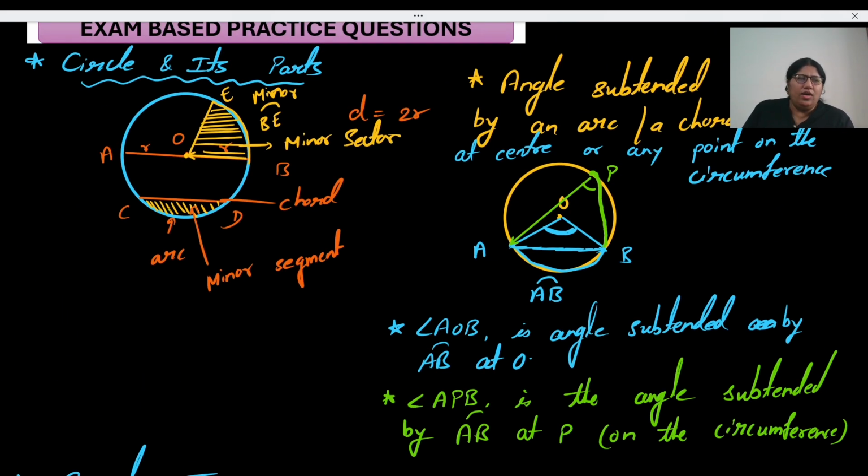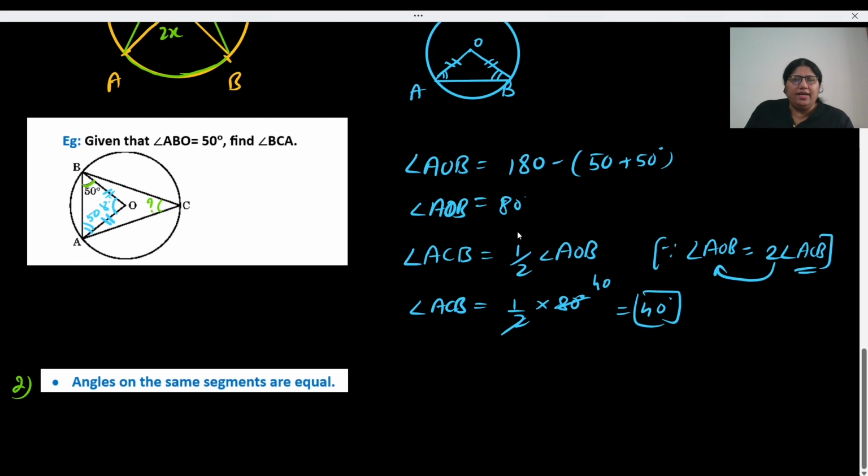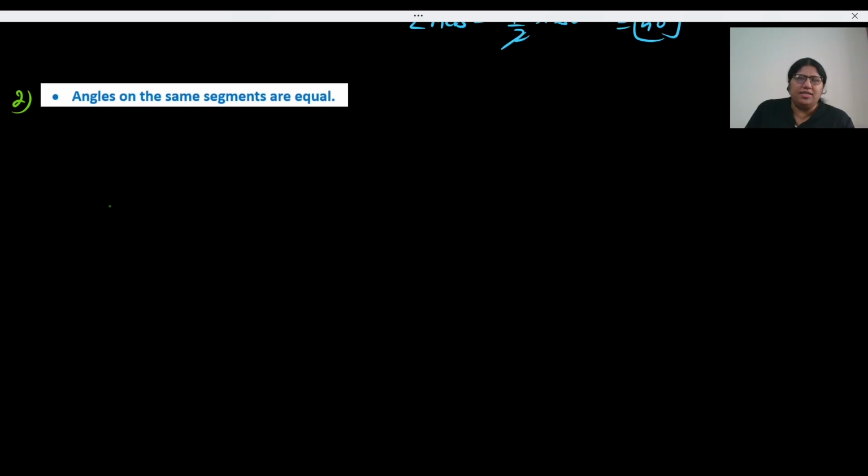So, any chord and arc divides the circle into two segments, right? So this is going to be called the minor segment. This is called the major segment, right? This part is the major segment. So, what does it say here? Angles on the same segment are equal.